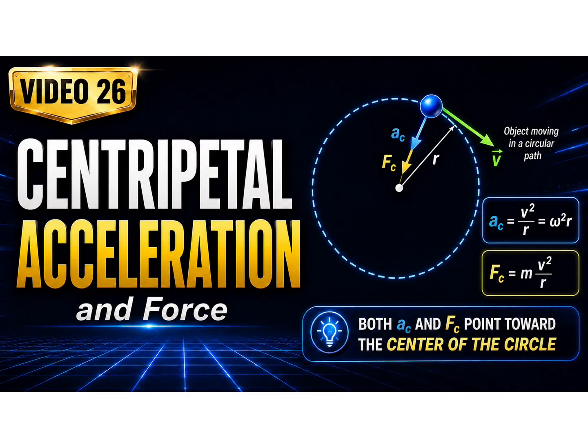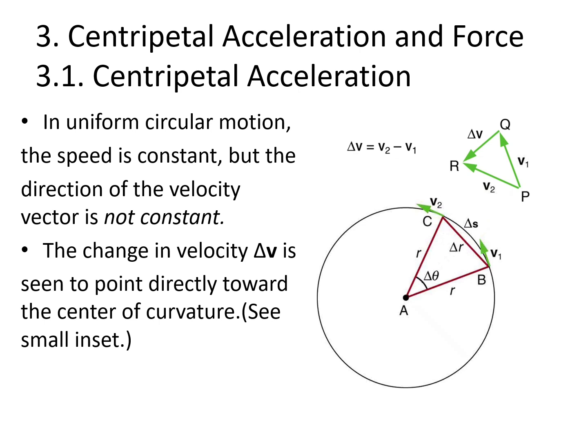Let us begin by looking at why circular motion has acceleration even when speed is constant. In uniform circular motion, the speed is constant, but the direction of the velocity vector is not constant. This statement is the foundation of centripetal acceleration. Velocity is a vector, so it includes both magnitude and direction. If the speed stays the same but the direction changes, then the velocity changes.